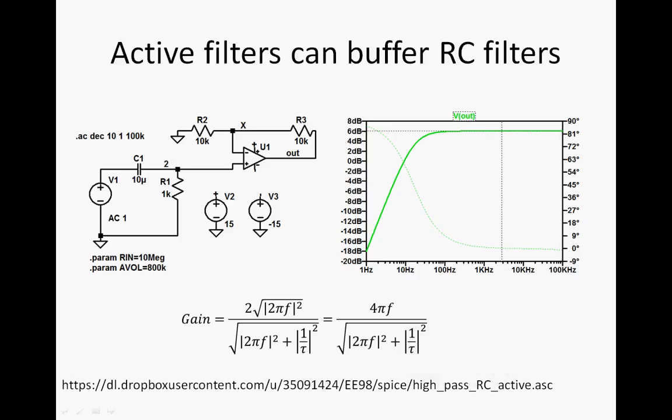Now, another thing is that active filters can buffer these RC filters. And so if I put in a non-inverting op-amp, which we can see by inspection gives a gain of 2, we just multiply 2 times the original transfer function, and here's an equation for the Bode plot. And so now the gain is 6 dB, and the minus 3 dB point will still be at 15.9 hertz, except it won't be minus 3 dB down here. It's measured from the highest point, which in this case is 6 dB.